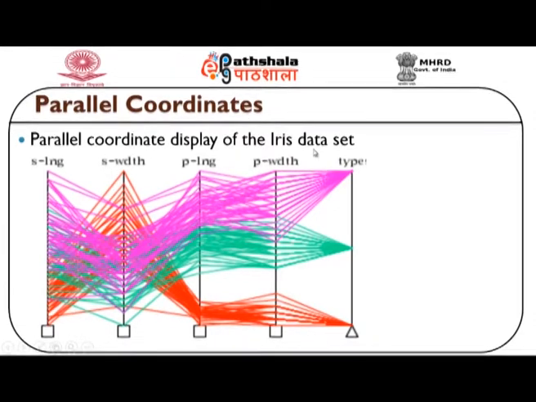So this is a parallel coordinate display of the iris data set. Here you can see the sepal length, sepal width, petal width and the type are each represented as separate perpendicular lines, and the data is actually represented using the parallel lines.